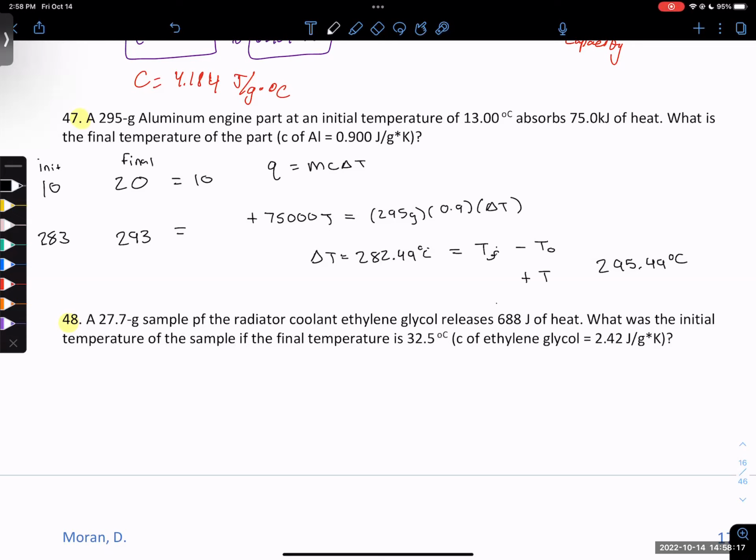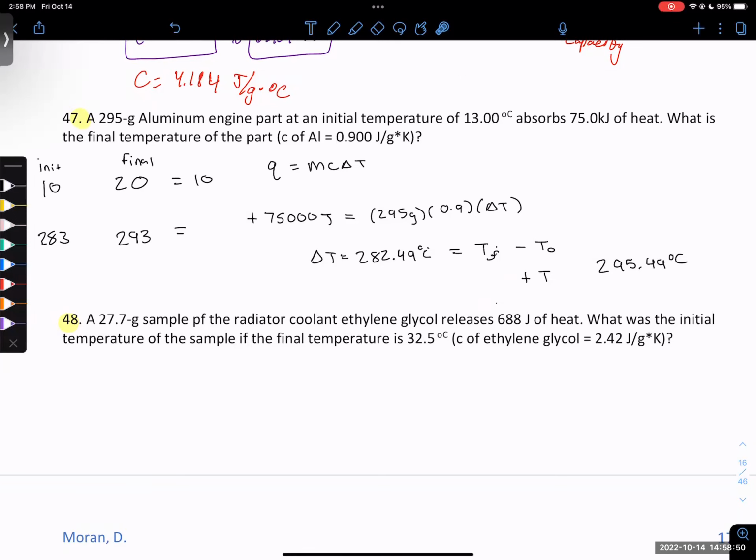Okay, so how'd you get to 295? We did 75,000 divided by 295 and then divided by 0.9, right? And that gives me delta T equal to 282.49. And then we know that delta T is equal to the final temperature, which is what we're looking for, minus the initial temperature. So I added the initial temperature to both sides, plus 13 here, plus 13 here, and that gives me 295.4.